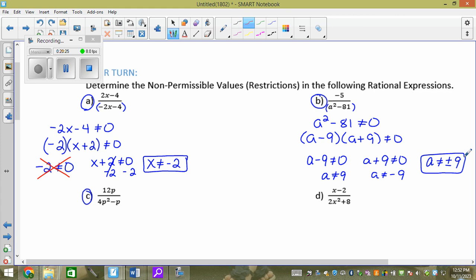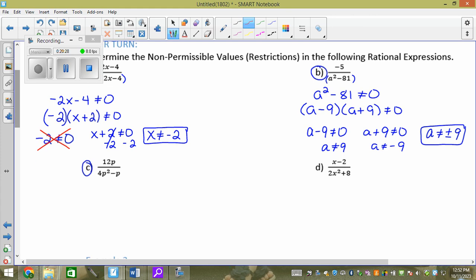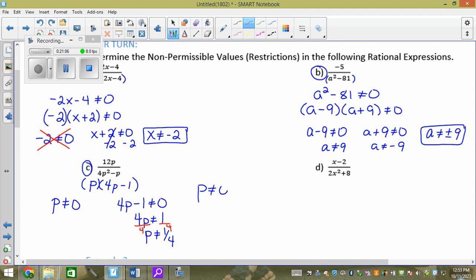C, what could I do? What could I take out? A p. And when I take a p out, I get 4p minus what? 1. So I have p can't equal 0, and 4p minus 1 can't equal 0. Don't forget the 1. And so 4p can't equal 1. P can't equal 1/4, because you divide by 4. Now, I would caution you not to skip this step, because people will tell me it's 4, not a quarter. They'll flip them in their heads. So p can't equal 0 and a quarter.